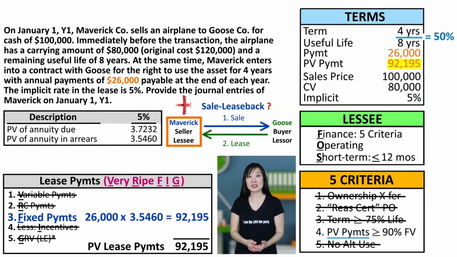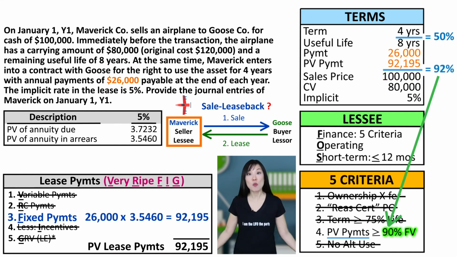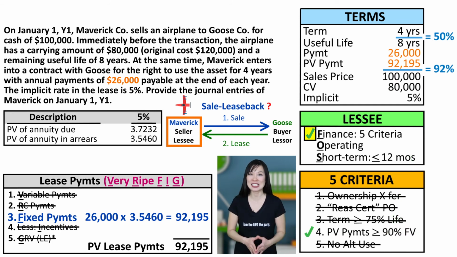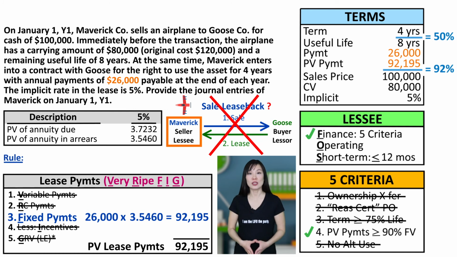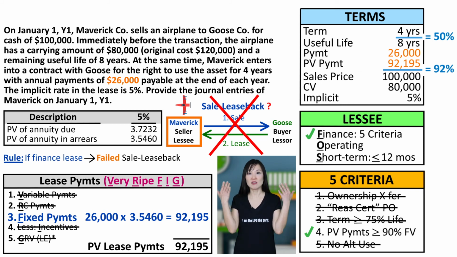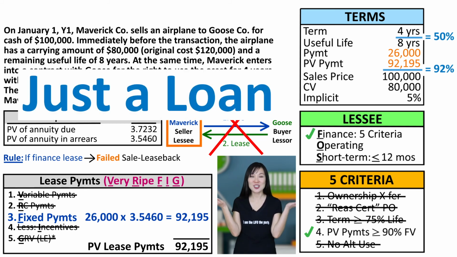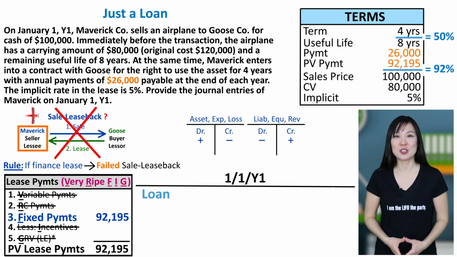For the 90% test, we divide by fair value, $100,000, which equals 92%. That's more than 90%. We hit criteria 4. This is a finance lease, which means this does not qualify as a sale-leaseback transaction. The rule is, if it's a finance lease, it's a failed sale-leaseback. Well, if it's not a sale-leaseback, then what is it? It's just a loan. Let's do Maverick's journal entries at 11Y1, commencement.